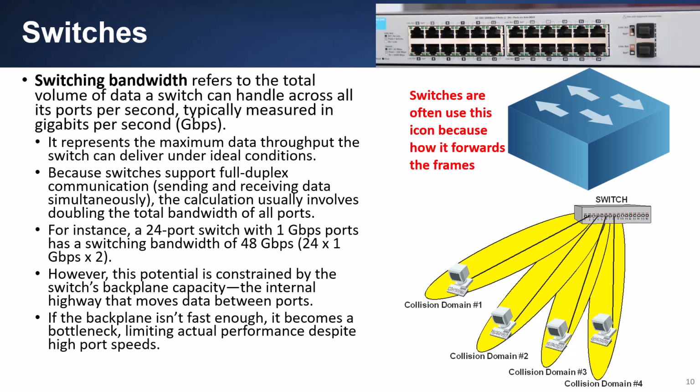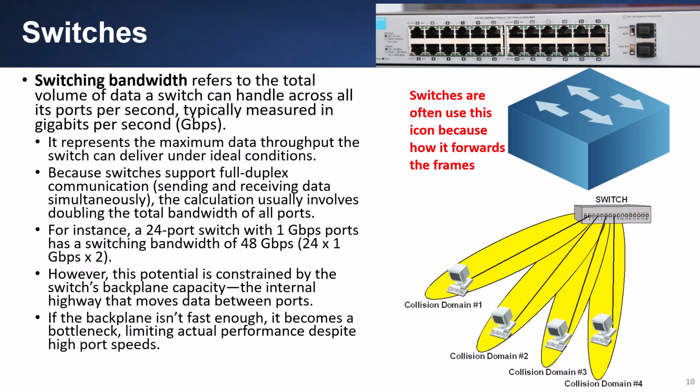Because switches support full duplex communications, sending and receiving data simultaneously, the calculation usually involves doubling the total bandwidth of all ports. For instance, a 24-port switch with 1 gigabit ports has a switching bandwidth of 48 gigabits per second, because 24 times 1 gigabit per second times 2 equals 48 gigabits per second.